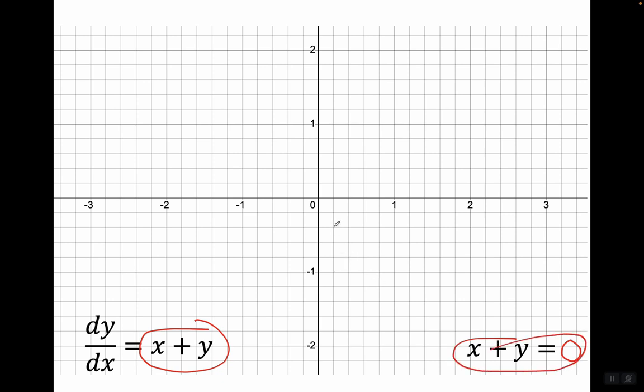I'm going to graph it in red. X plus y equals 0 can also be written as y equals negative x. So I'm going to graph the curve y equals negative x. Here's what the curve y equals negative x looks like. It looks like this.